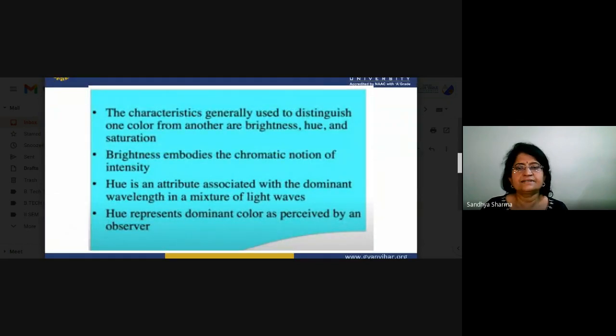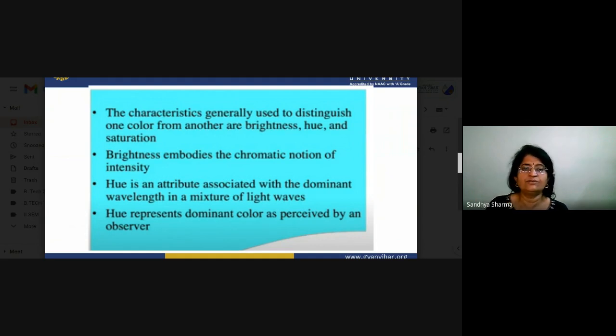The characteristics generally used to distinguish one color from another. So how can you distinguish between two colors? There are certain rules by which we see that a color is different from another color due to their brightness, hue, and saturation. Brightness embodies the chromatic notation of intensity. So what about the intensity of that color? That is known as the brightness of that particular color.